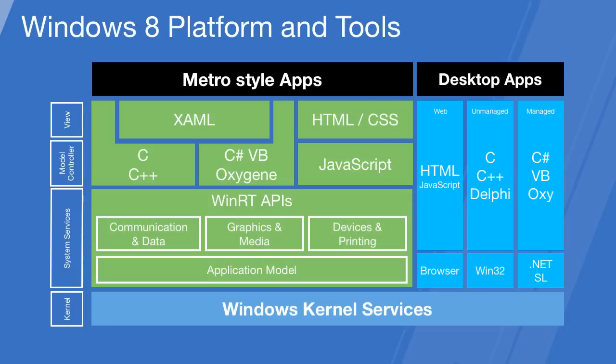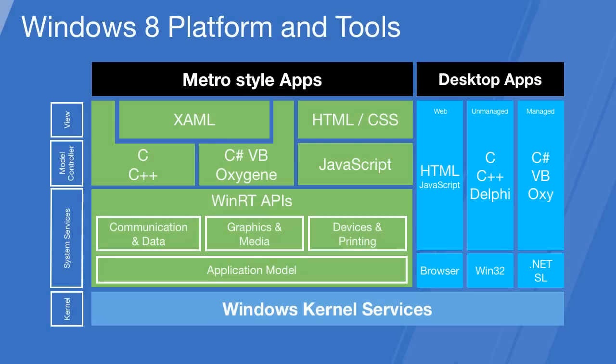So one of the things that's significant about Windows 8 is JavaScript with HTML and cascading style sheet has been elevated to a first class tool for developing Metro style applications. So it's equal in the way it's treated in the Windows Store to C, C++, C Sharp, VB, or Oxygen. All of these languages are now on an even playing field. They all run on the Windows runtime.